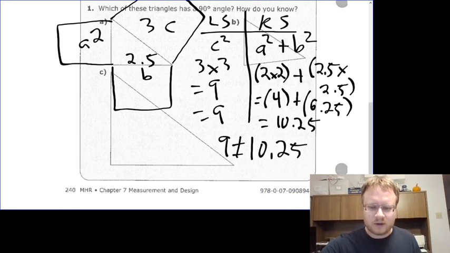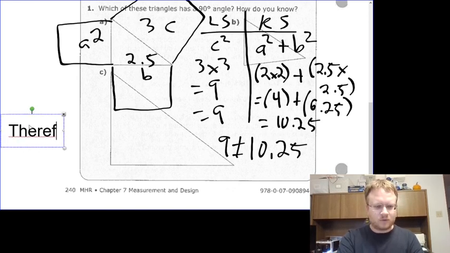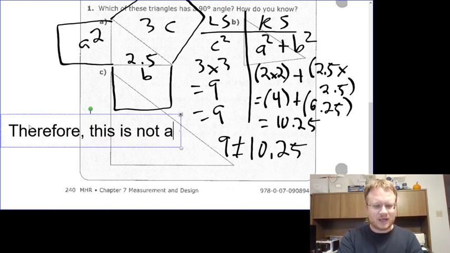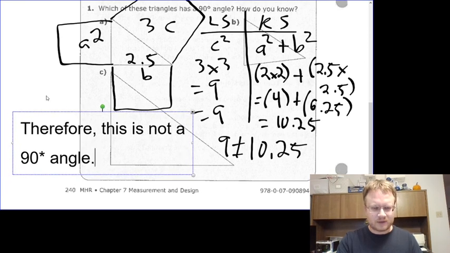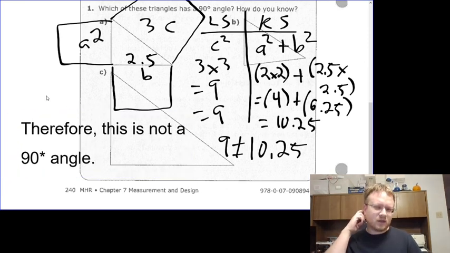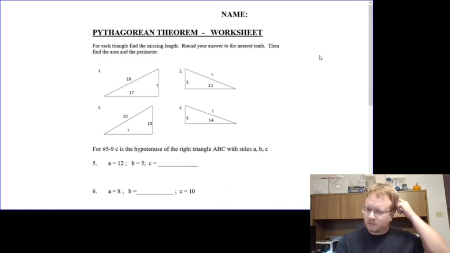We have proven, and I'll just type this to keep it nice and tidy, therefore this is not a 90-degree angle. And I'm not going to do B and C. This is just a proof of concept kind of thing, just to show you how we can use Pythagorean theorem to test if a triangle actually has a 90-degree angle. Once again, I'm not really going to ask this question again. It's just important for us to try it at least once.